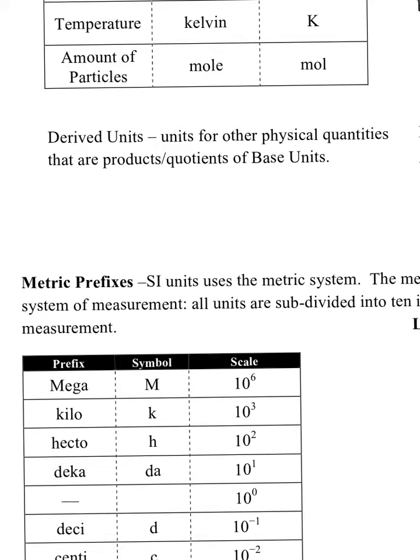Density is mass divided by volume, right? And so that's derived. Density is a derived metric. Even volume itself is a derived unit because we start with base units, length times width times height. So volume is also a derived unit.